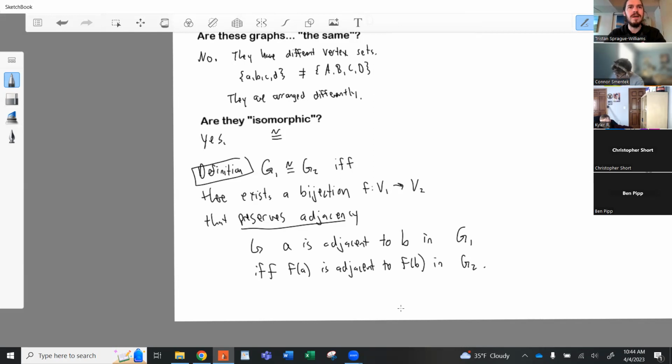Okay, and that's an if and only if, which means it goes both ways. If A and B are adjacent in graph 1, then the images of those vertices under this bijection, where you're mapping them to, those image vertices in G2 are also adjacent, and vice versa. If you ever have adjacency in the images F of A and F of B, then the original vertices would have had to be adjacent as well. So that's this concept of preserves adjacency.